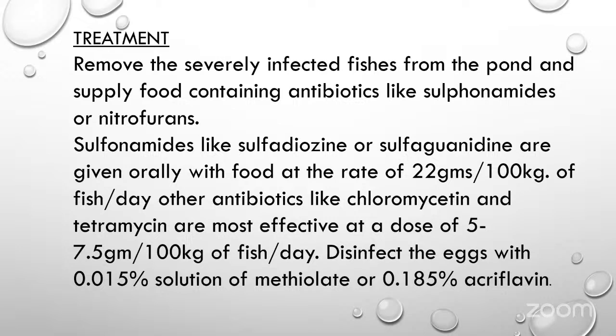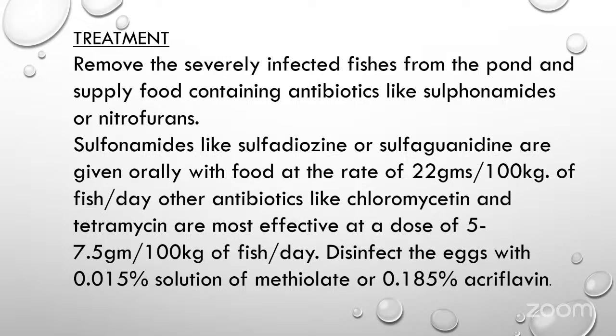Now, how does it have to be treated? Remove the severely infected fishes from the pond and supply food containing antibiotics like sulfonamides or nitrofurans. Sulfonamides like sulfadiazine or sulfaguanidine are given orally with food at the rate of 22 grams per 100 kgs of fish per day. Other antibiotics like chloromycetin and terramycin are most effective at a dose of 5 to 7.5 grams per 100 kgs of fish per day.